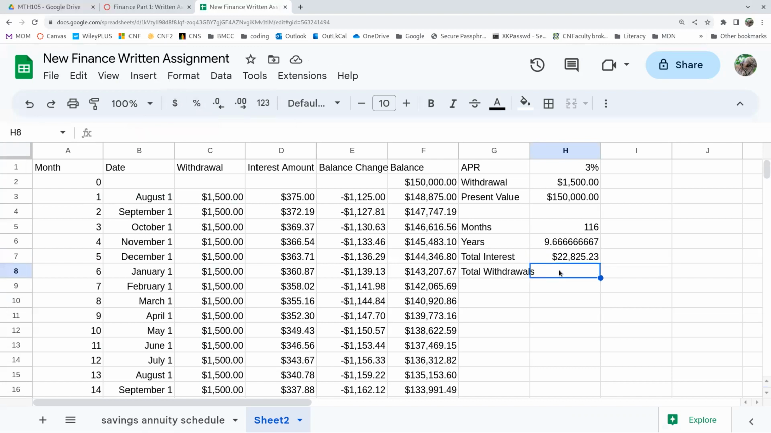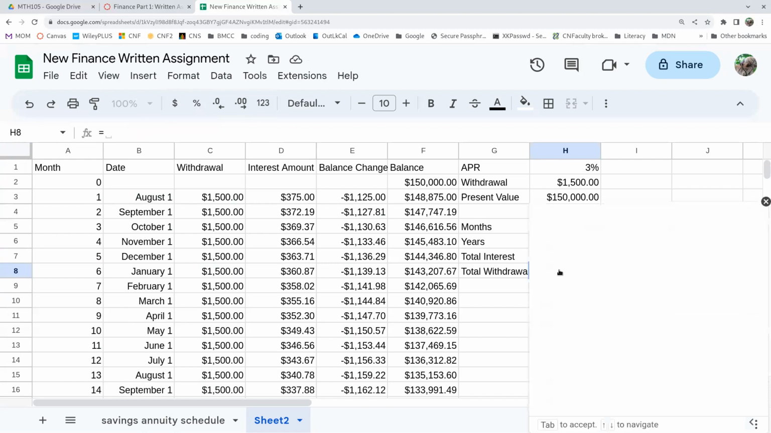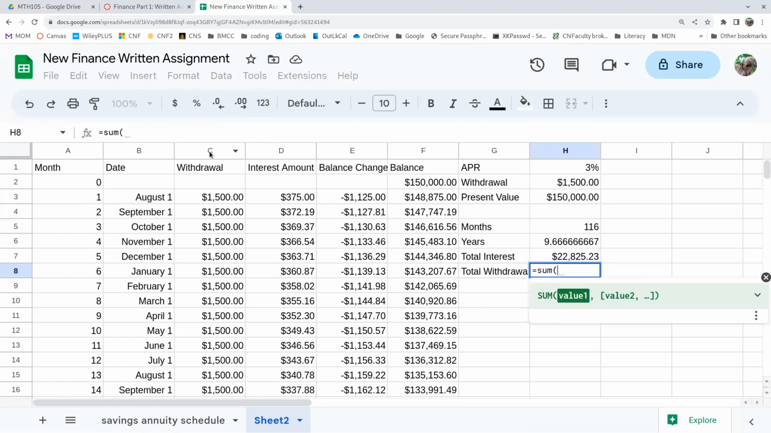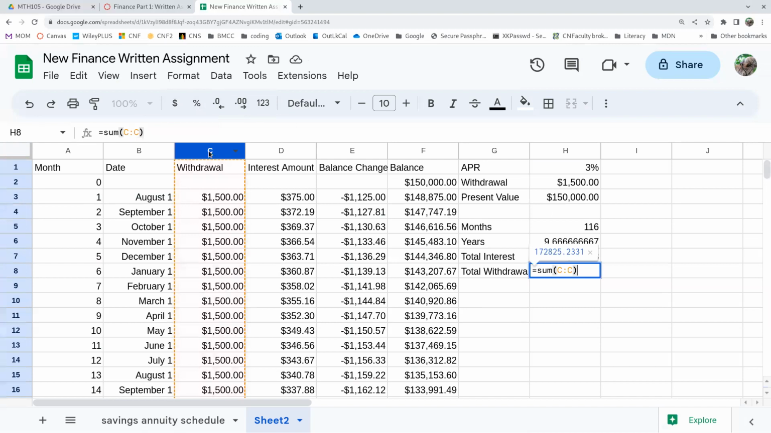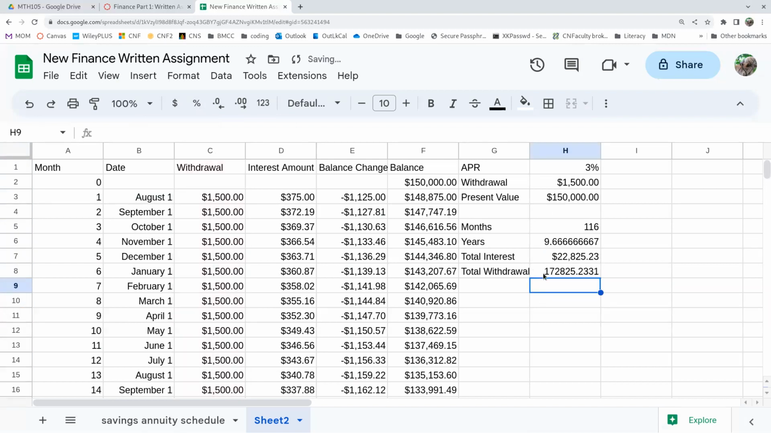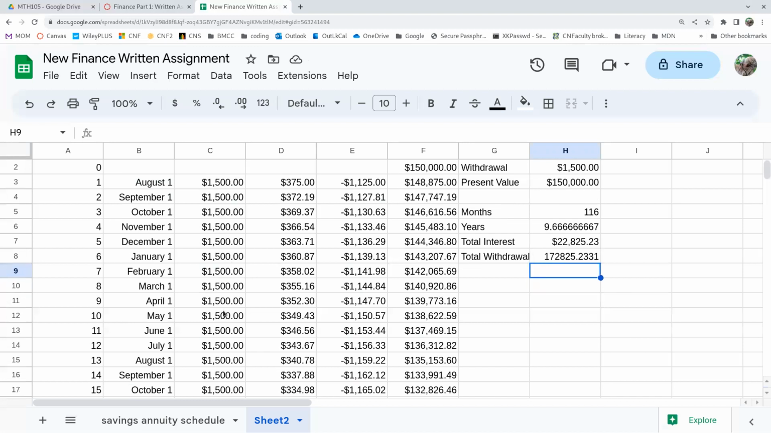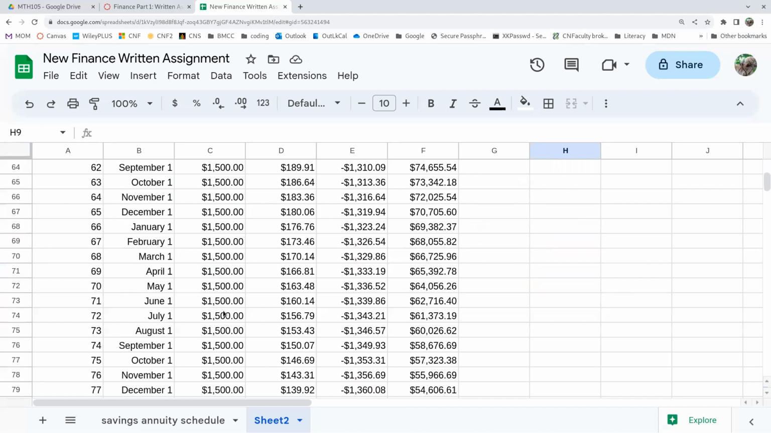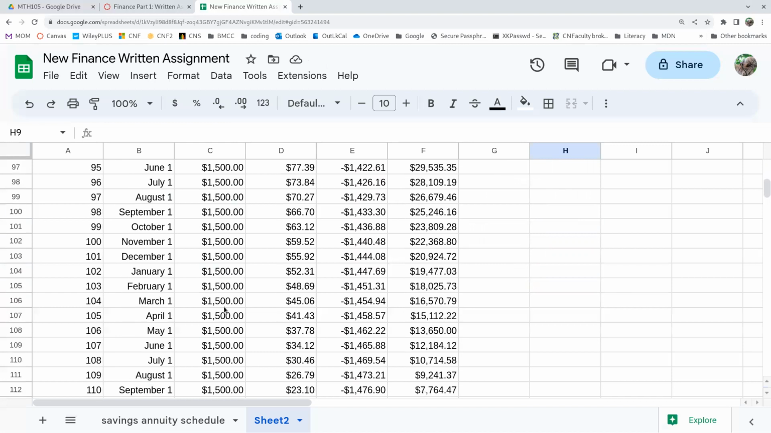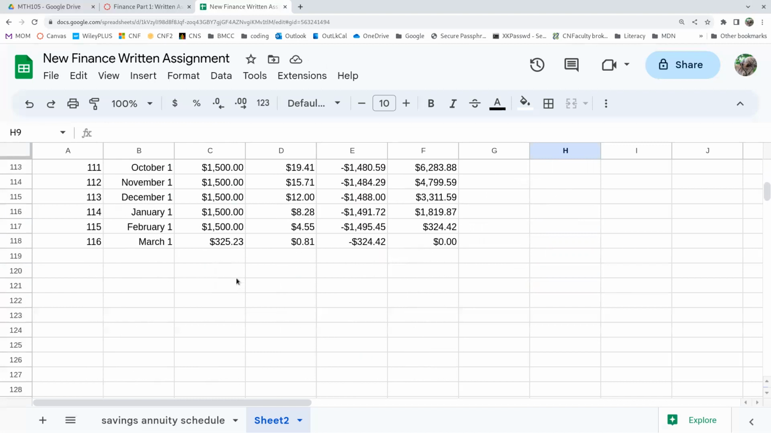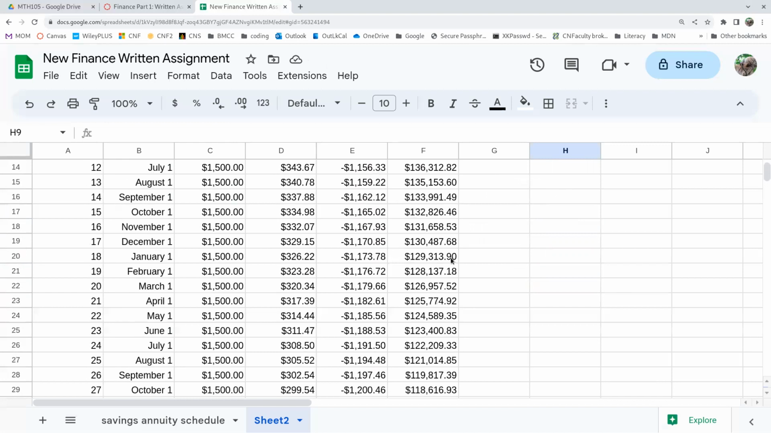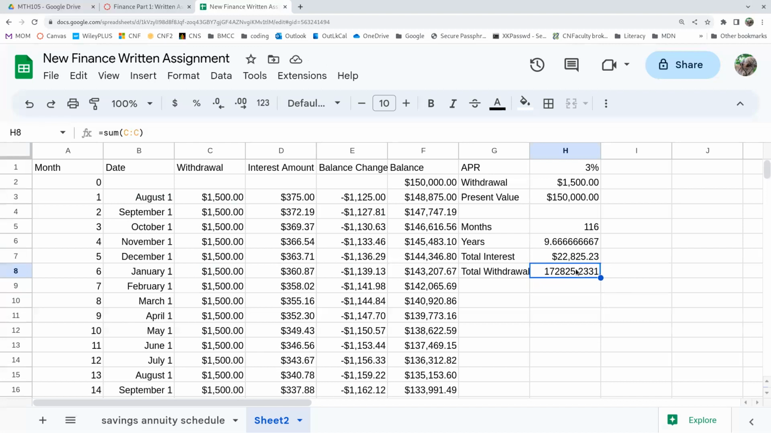And total withdrawals here is going to equal the sum of all the withdrawals. And that ends up being not a perfect whole number. A lot of times it will be, because we're always pulling the same amount. But remember at the end here, I had to adjust my final withdrawal to match what was left in my account. Let's see if I get the right column. Yep, it's good. And we just want that to be money.